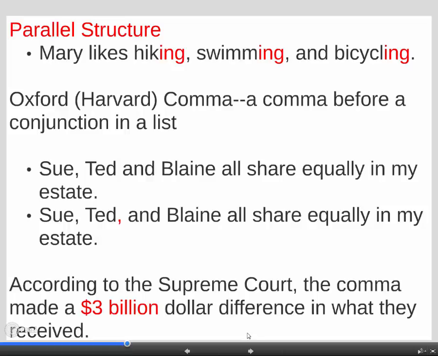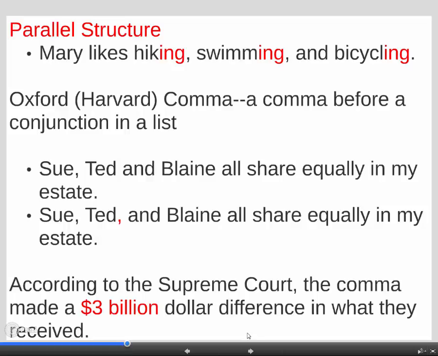Second, the Oxford comma. So that's a comma before a conjunction in a list. In the first example, Sue, Ted and Blaine all share equally in my estate, versus Sue, comma, Ted, comma, and Blaine. Second example is the Oxford comma. The truth of the matter is you can find examples where both the Oxford comma and not having the Oxford comma leads to some confusion, right? In this case, we have some confusion about who's getting an equal share. Is Sue getting one part of the share and then Ted and Blaine getting the other part of the share, or are they all getting an equal share?